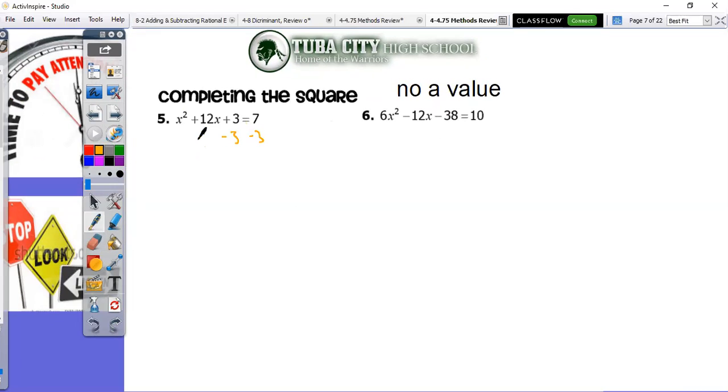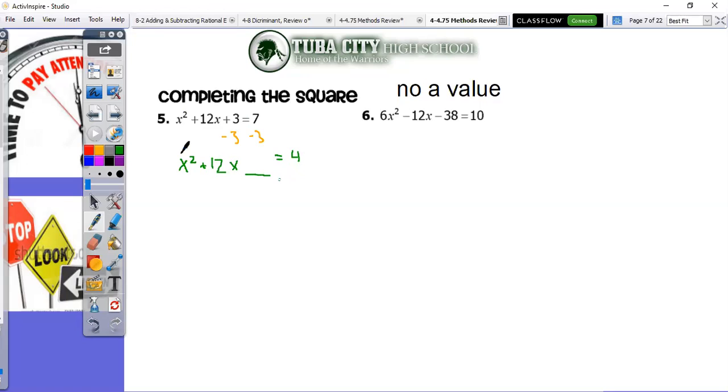So in this case, again, no a value. So x squared plus 12x. And we leave a space here. Leave a space, and 7 minus 3 in this case is 4.